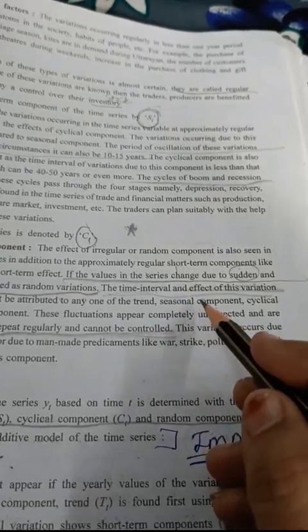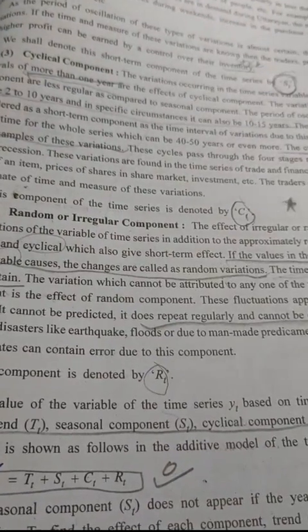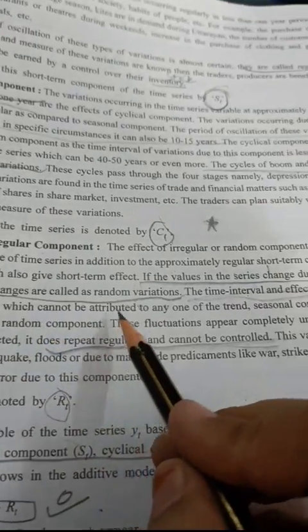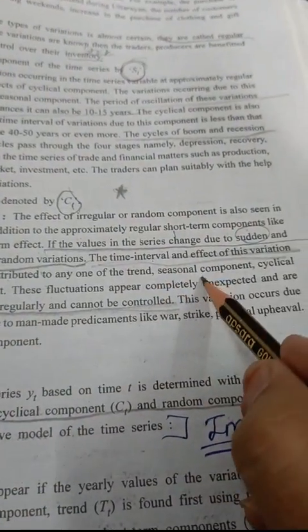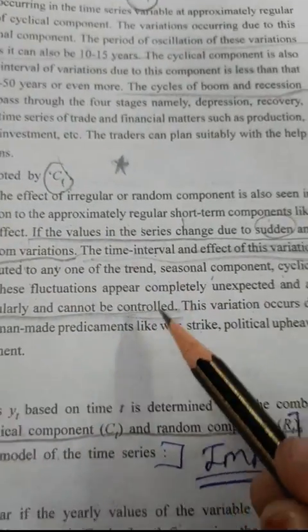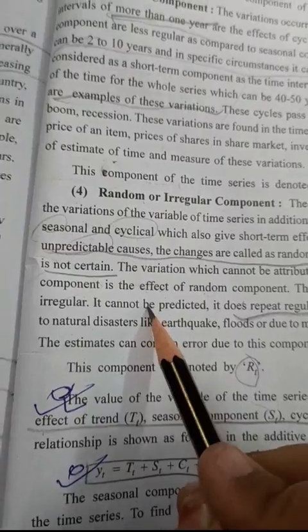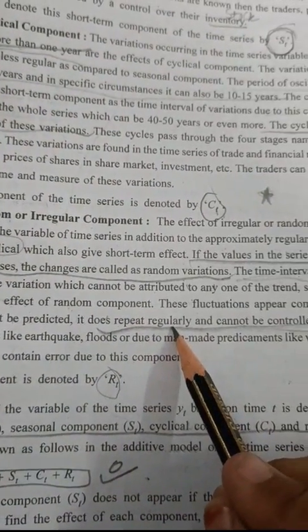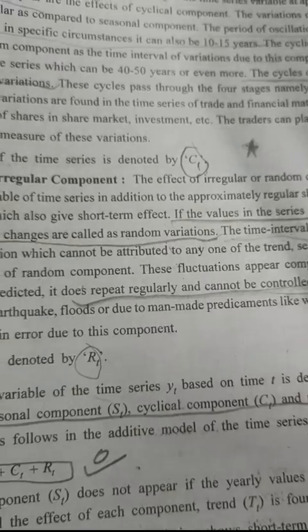This is the meaning. The time interval and effect of this variation is not certain. We cannot define up till what time period it is going to last. The variation which cannot be attributed to the trend, seasonal component or cyclical component is the effect of the random component. These fluctuations appear completely unexpected and irregular. We cannot predict them, and they cannot be controlled. We cannot decide when it is going to happen, and it can repeat again.